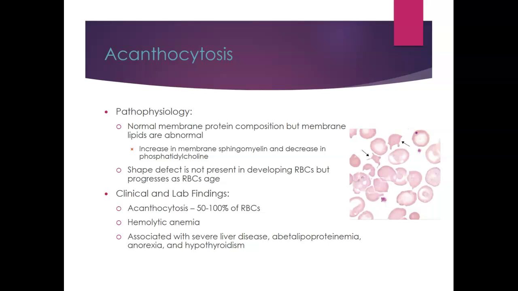So the cells that are being released from the bone marrow essentially look normal, but as they get older, we see these shapes start to take place. We'll see acanthocytosis in 50 to 100% of the RBCs. Okay, so it's very prevalent. They'll definitely have a hemolytic anemia because, as you can imagine, the spleen is not going to like these. It's associated with severe liver disease, abetalipoproteinemia, anorexia, and hypothyroidism. So again, these diseases would have to be very severe before we would see this.